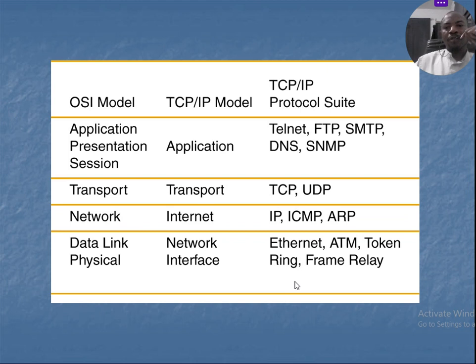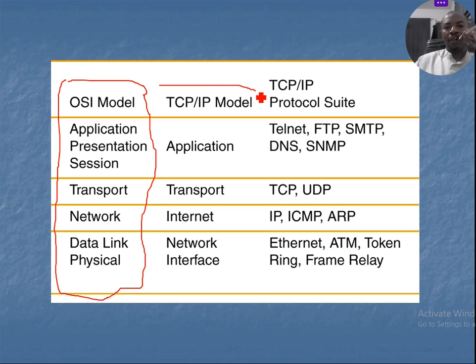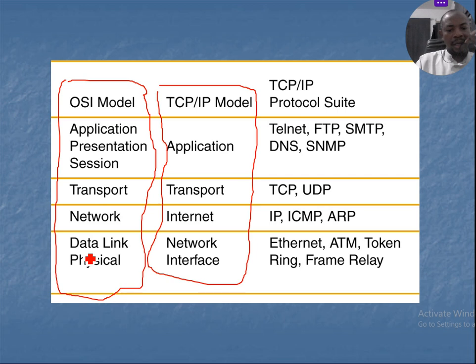Now let's benchmark the OSI model. This is the OSI model. It has several layers, while the TCP IP model has 4 layers. In the OSI model, we have the physical layer and the data link layer. Are you with me?